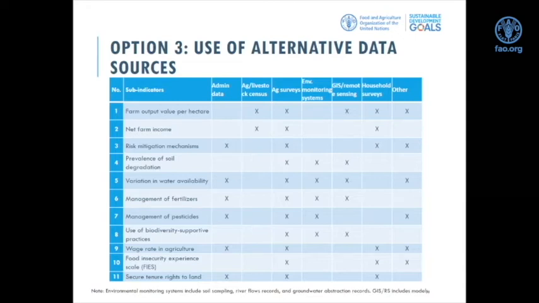However, several aspects need to be carefully considered prior to using existing alternative data sources in order to produce consistent, reliable data as per recommended periodicity. It is advised that the use of alternative data sources may be considered when available data sets fulfill the criteria that I will show you on the next slide. But here are some of the potential data sources that can be used for the 11 sub-indicators of SDG 2.4.1.